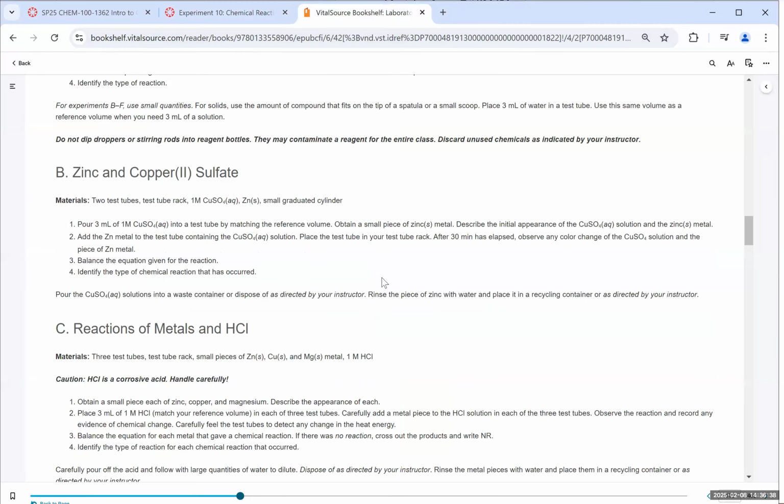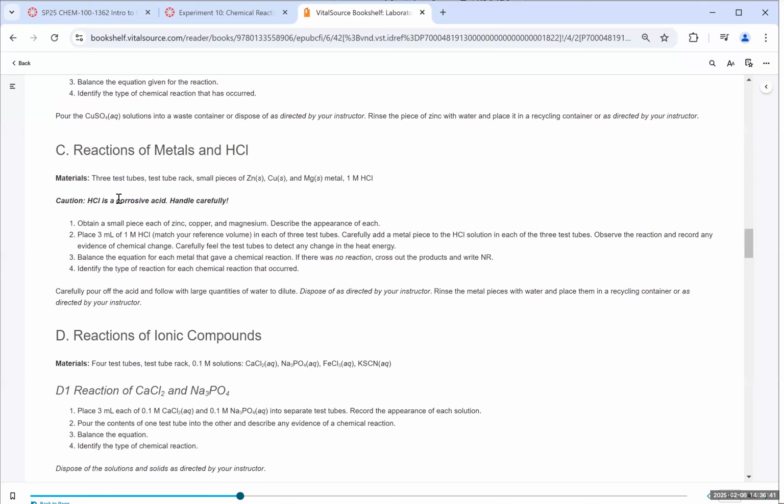So let's read our procedure. We're going to take some test tubes. We're going to obtain a piece of zinc, copper, and magnesium, describe the appearance of each, and then place 3 molar hydrochloric acid into each of these test tubes, and observe the result.